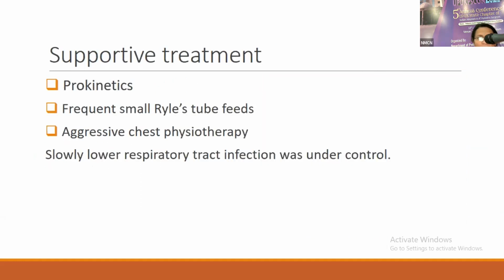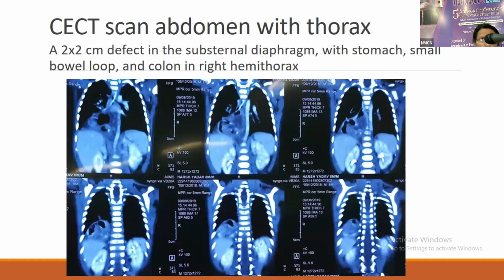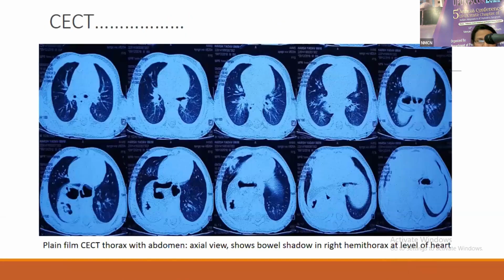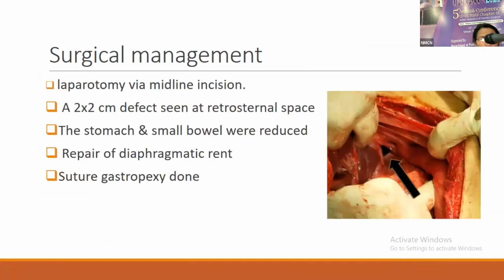We managed the case conservatively with prokinetics, frequent small-volume feeds, and aggressive chest physiotherapy, on which the child slowly responded, and the URI is under control. CT scan shows a 2 into 2 centimeter defect in the substernal diaphragm with stomach, small bowel loops, and colon in the right hemithorax. Plain CT in axial view also shows the air shadow at the level of the cardiac shadow, which confirms that the stomach is inside the thorax.